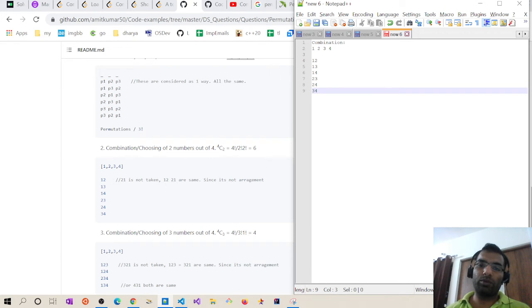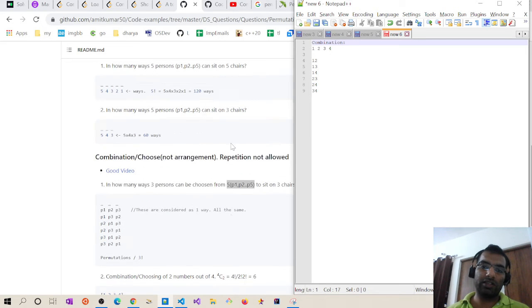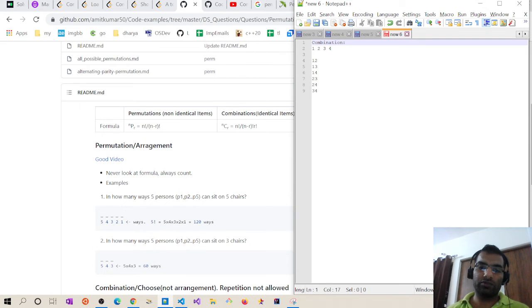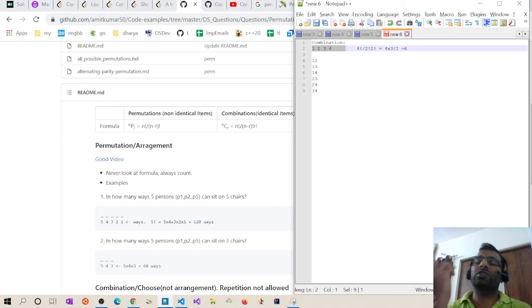So the formula for combination is the one we have seen earlier: n factorial divided by n minus r factorial multiplied by r factorial. In this case, n is 4, so it will be 4 factorial divided by 2 factorial multiplied by 2 factorial again. So it will be 4 multiplied by 3 divided by 2, which is equal to 6. So only 6 ways we can choose two numbers out of four numbers, right?